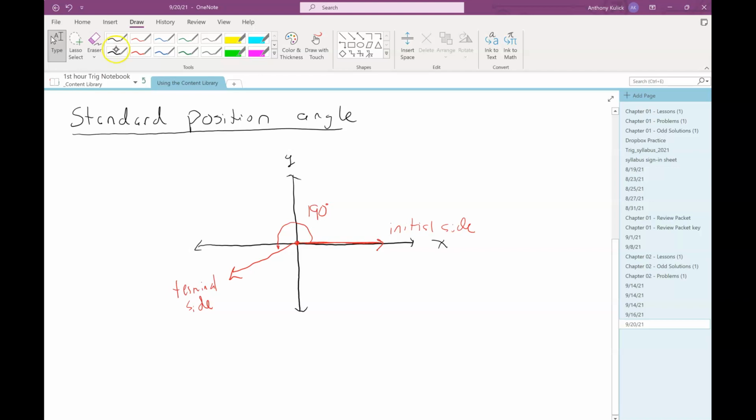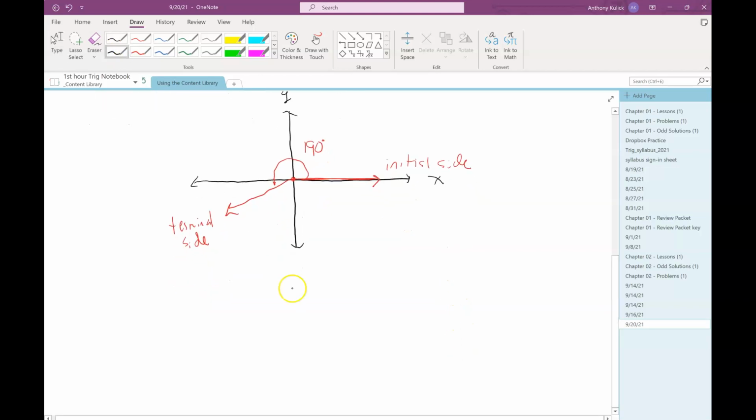So using this definition, we can even now define things that are bigger than 360 degrees. So if you take the same idea here and say we want to draw a 400 degree angle. So again, draw my initial side, and then we'll rotate. So 90, 180, 270, 360, and like 60 more makes that 400 degree angle.